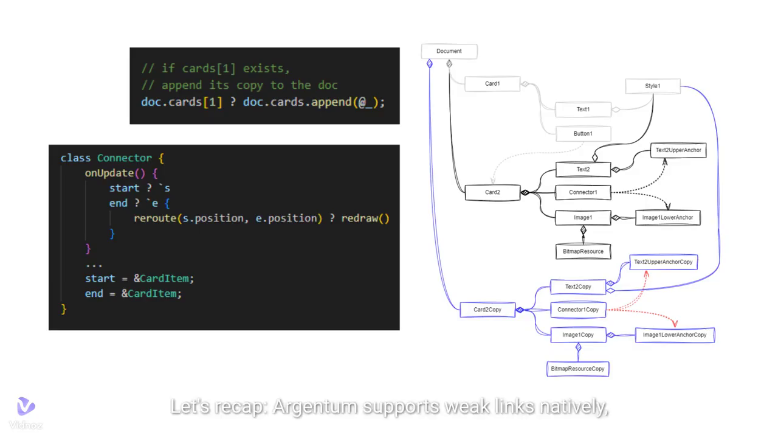Let's recap. Argentum supports weak links natively, with no overheads and limitations. It doesn't allow access to the target without locks, thus guarding memory safety. It mandates checks, thus enforcing resilience. It does so using already well-known operators, keeping the program design simple. It has a very clever built-in copy operation, topology-aware, highly efficient, and always correct.